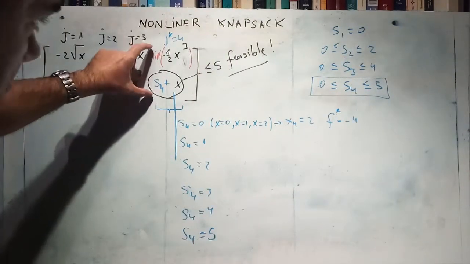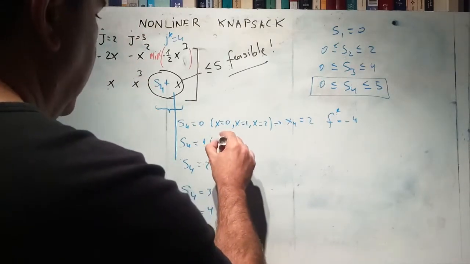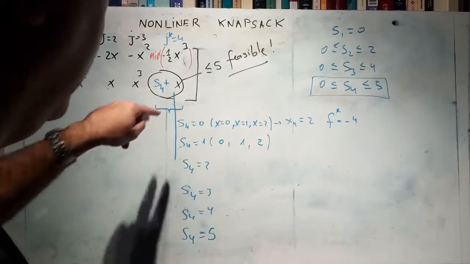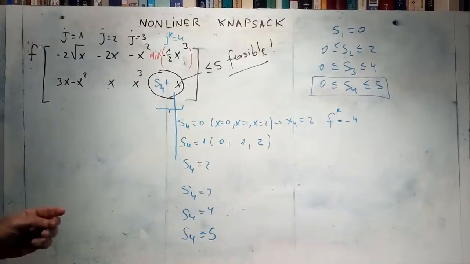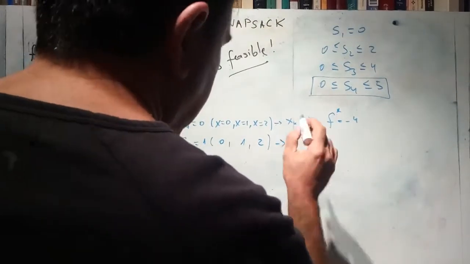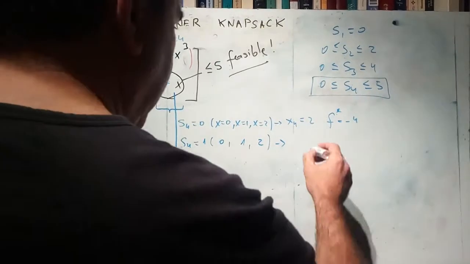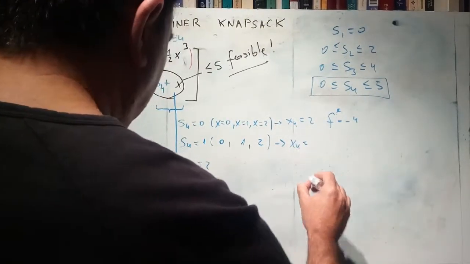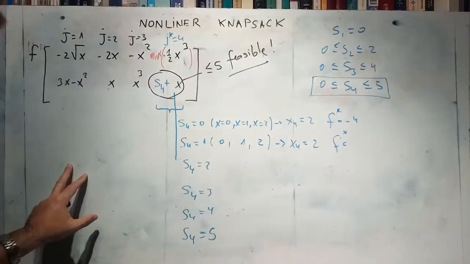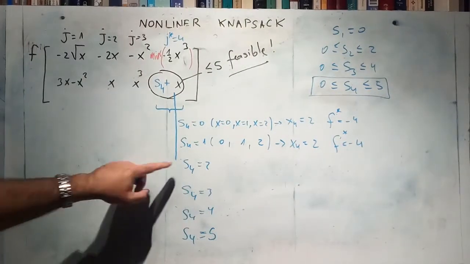And now again over this column I substitute S4 being 1 over its 3 possible values of X, 0, 1, 2 over here, right? Discarding the infeasibilities and taking the minimum value of the function for the value of X. This happens this time for X4 being 2, and again F star, the minimum, is minus 8 over 2, that is to say minus 4.